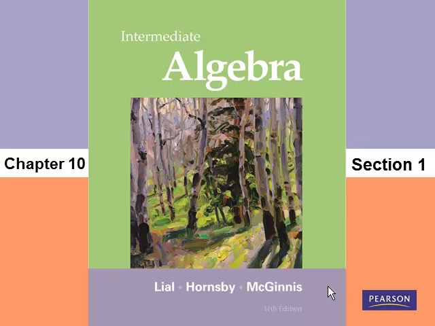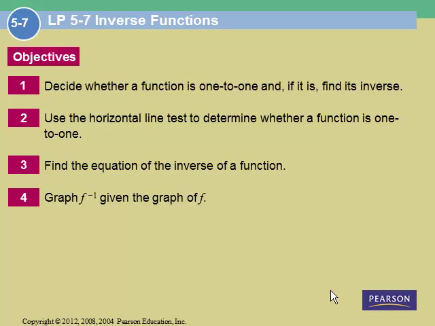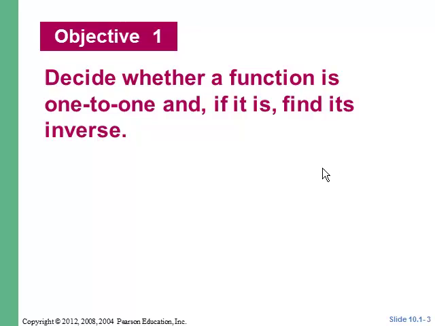All right, we're on Chapter 10, Section 1, which is Learning Plan 5-7, and we're dealing with inverse functions. Something can only have an inverse function if it's a one-to-one. We're going to use the horizontal line test to determine whether a function is a one-to-one, and then we're going to find the equation of an inverse of a function and graph those.